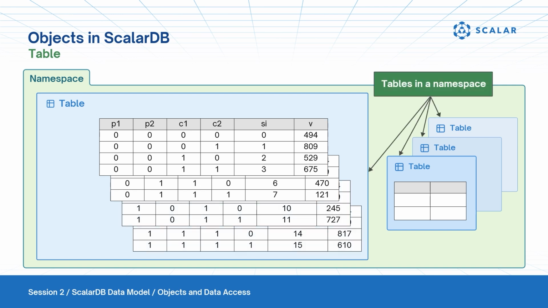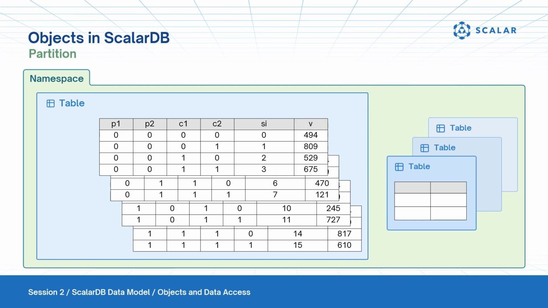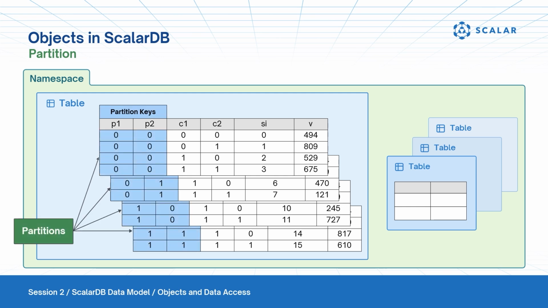The table used in this explanation has P1 and P2 as partition keys, C1 and C2 as clustering keys, SI as secondary index, and V as column value. Let me explain them one by one. Let us consider partition keys. In this example, two columns are used as partition keys, but there can be a single column as partition key as well. A partition key is required in ScalarDB.